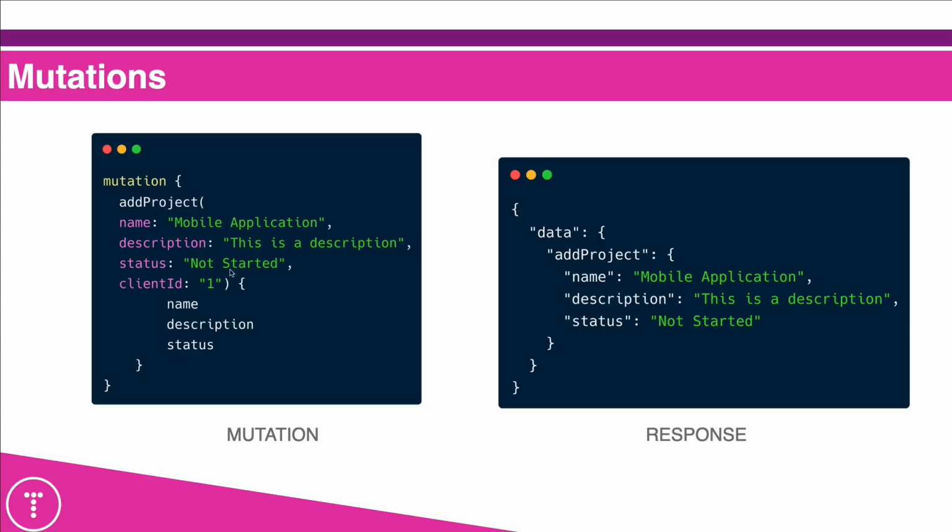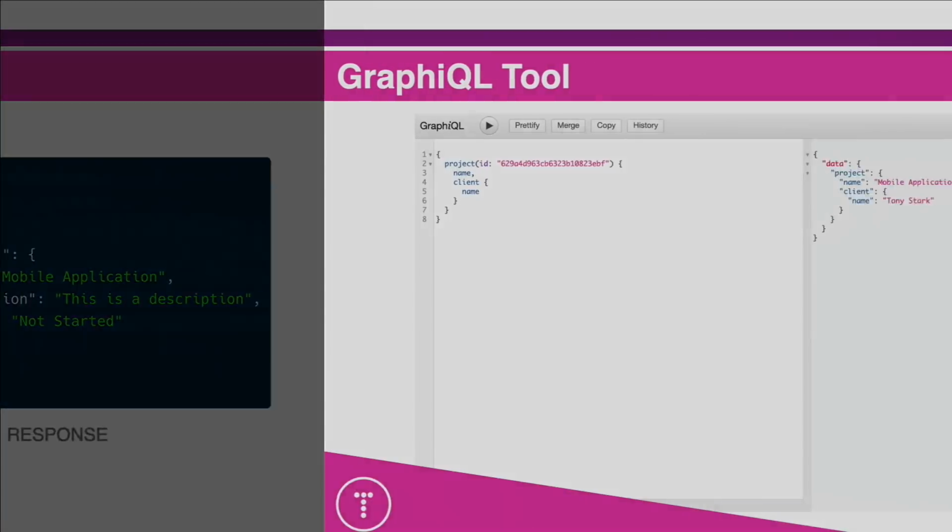And just like with the queries, in our curly braces, we're specifying what we want to get back. What do we want back from this mutation that we're making? And in this case, we're asking for the name, description, and status, and that's exactly what we get back. All right, so that's mutations.